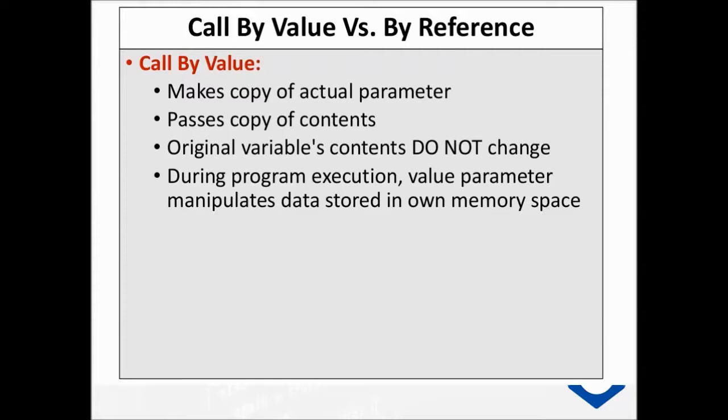So here is call by value versus call by reference. Call by value makes a copy of the actual parameters. Call by value passes a copy of the contents. The contents of the original variables do not change. During program execution, the value parameter manipulates data stored in its own memory space.